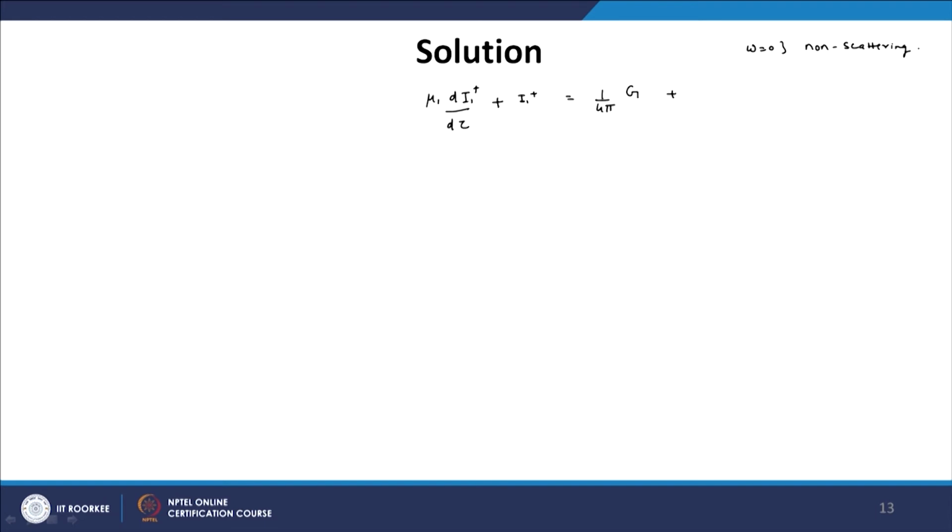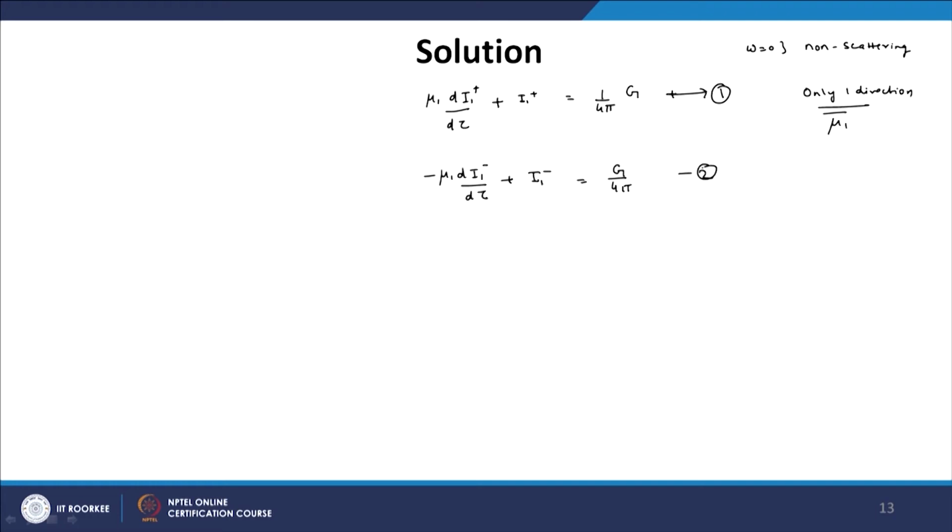So, assume there is no scattering, omega is equal to 0. Our equation now becomes simply mu 1 d I 1 plus by d tau plus I 1 plus is equal to G upon 4 pi. There will be only one direction for the S2 method, given by mu 1. Similarly, the second equation can be written as minus mu 1 d I 1 minus by d tau plus I 1 minus is equal to G upon 4 pi. This is our second equation.